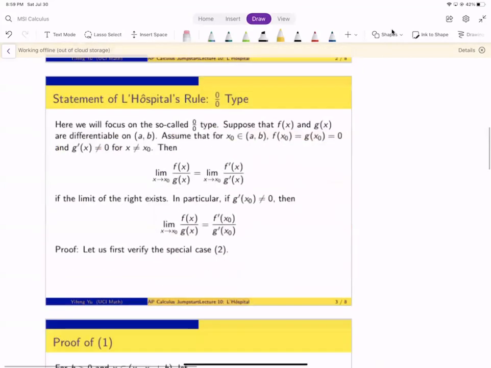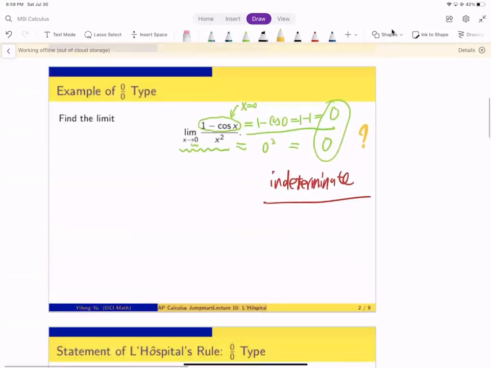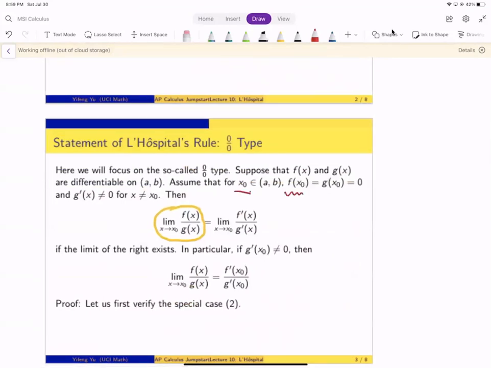Here is the statement of L'Hopital's rule. Suppose we want to find the limit of the function f(x) over g(x), just like right here. This will be my f(x), and this will be my g(x). Now, I want to find the limit as x approaches a point x0. What we have is f(x0) and g(x0) are both 0. So we cannot just plug into the function because that will end up with 0/0, which is indeterminate.